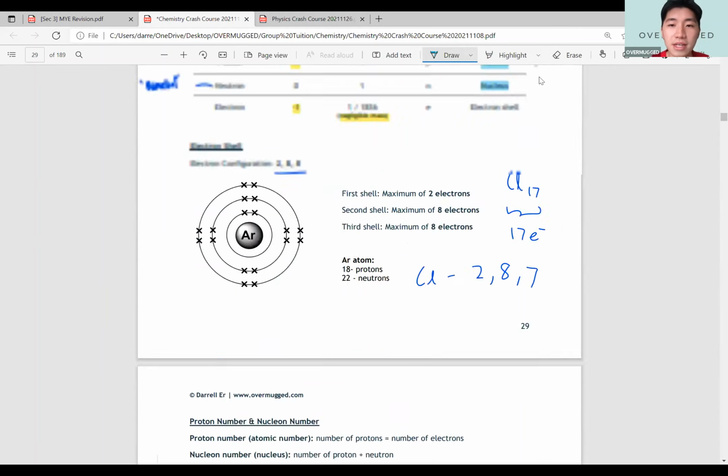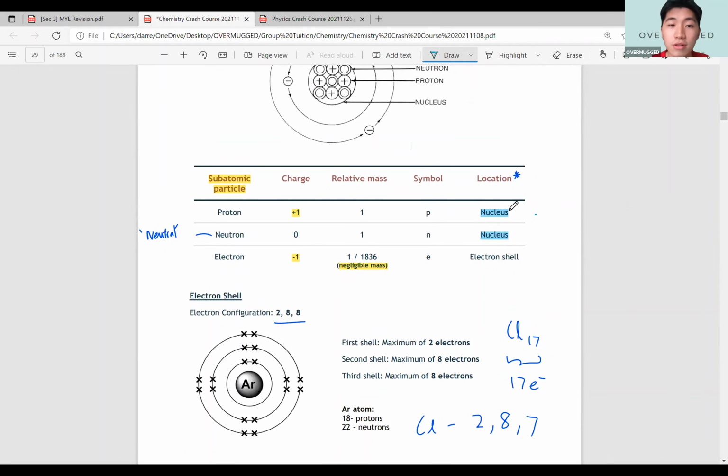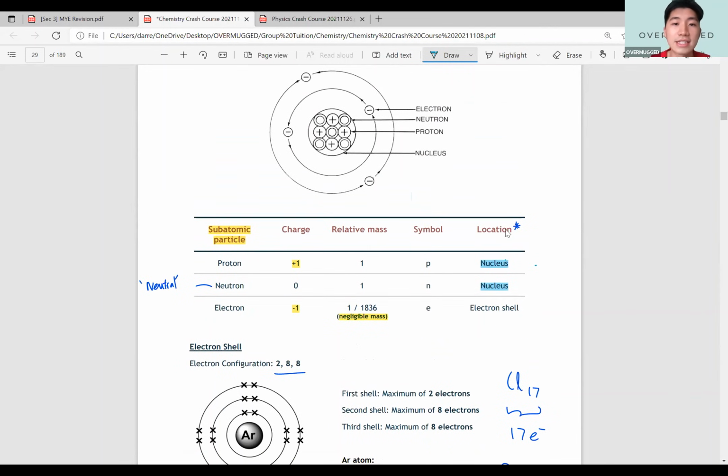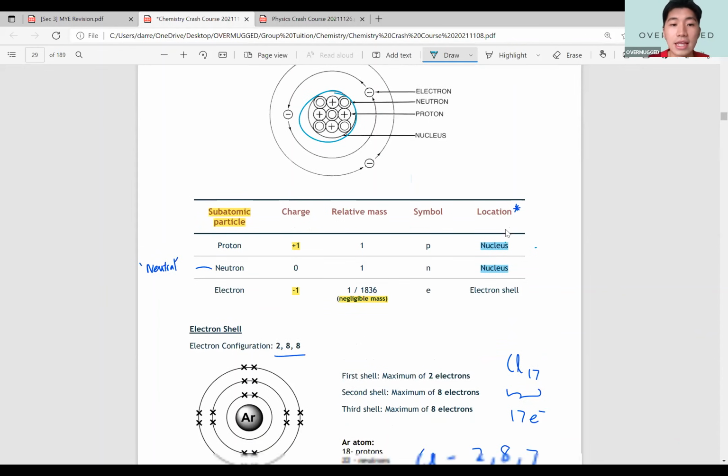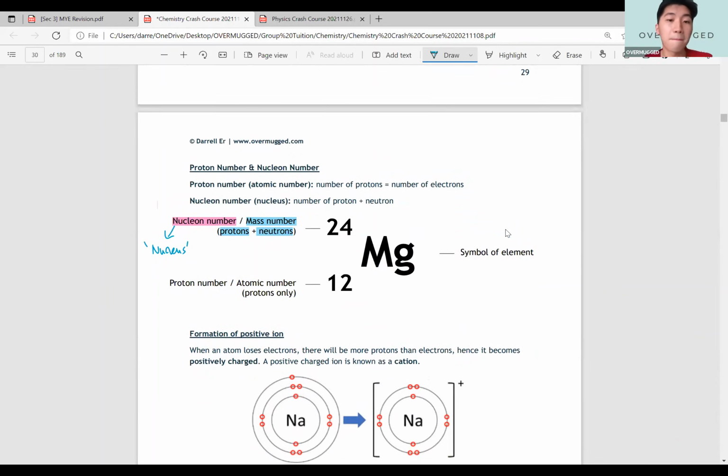We go back up, take a quick look. Your protons and neutrons are inside your nucleus. In other words, when we say mass number or nucleon number, it is referring to the same thing. It's talking about the protons plus the neutrons. Is that clear? Whatever's in your nucleus is your proton and neutron. Whatever gives you your mass is your proton plus neutron as well.